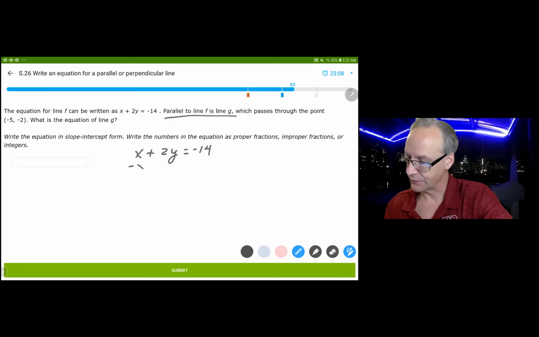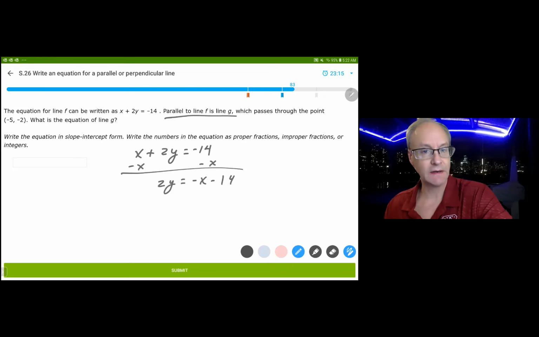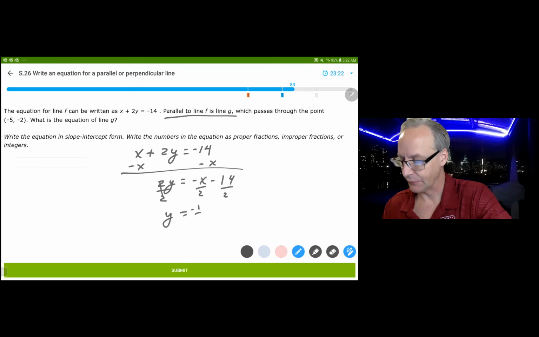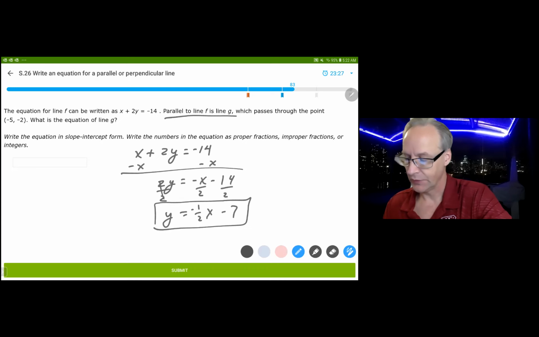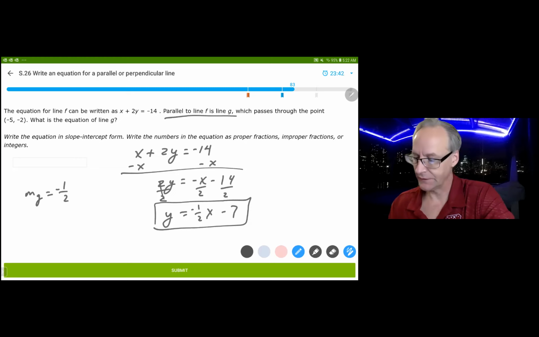So I'm going to subtract x from both sides, and I get 2y is equal to negative x minus 14. Then I'm going to divide everything by 2. Now, the only thing I was really interested in was the negative 1/2 x, but it is minus 7. This is the equation, but we're only interested in that slope right there, which is negative 1/2. So the slope of the line G, which we want to find, is the same because it's parallel. That's negative 1/2.